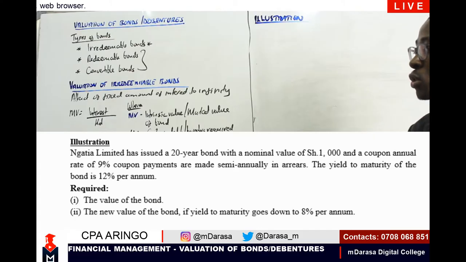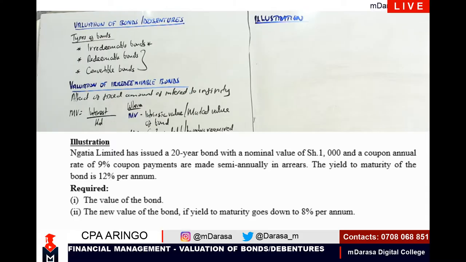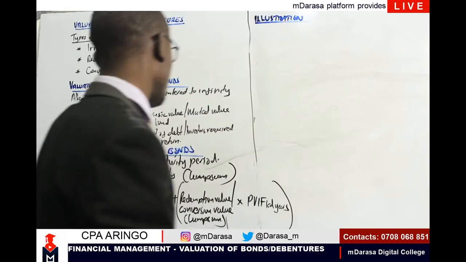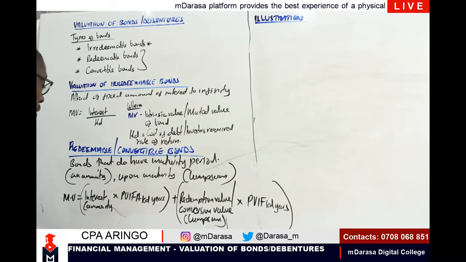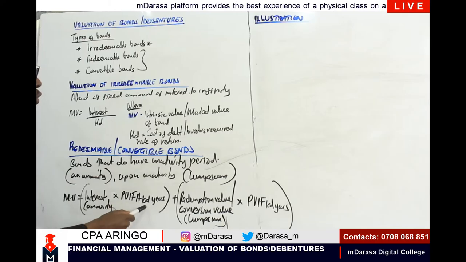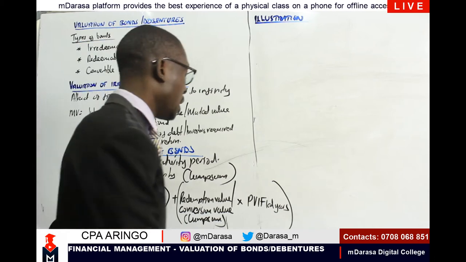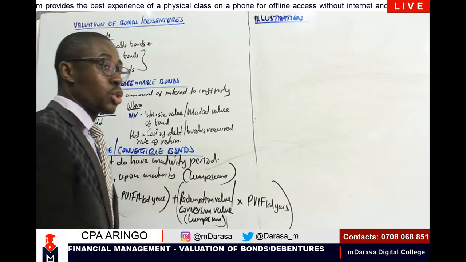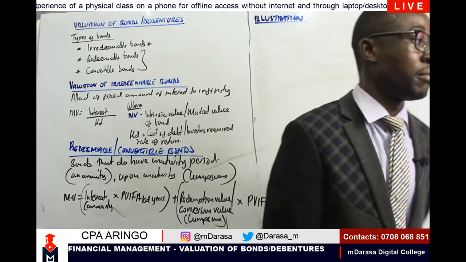Remember the formula we talked about for determining the market value? Recall this formula of ours, my good students. To determine the market value of a redeemable or convertible bond, we'll always be talking about the interest, that is an annuity, times the present value interest factor at cost of debt given the number of years, plus the redemption value or conversion value times the present value interest factor at cost of debt given the number of years. And remember, the redemption or conversion value will always be on a lump sum basis.